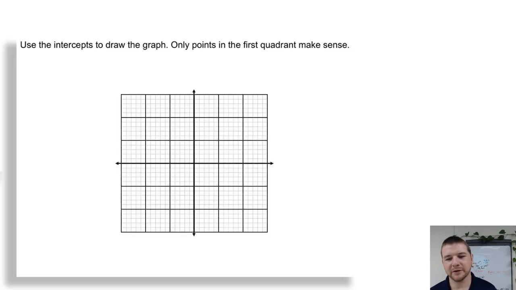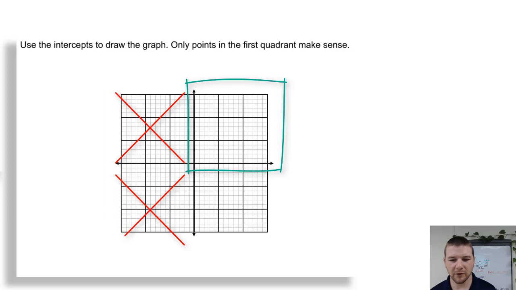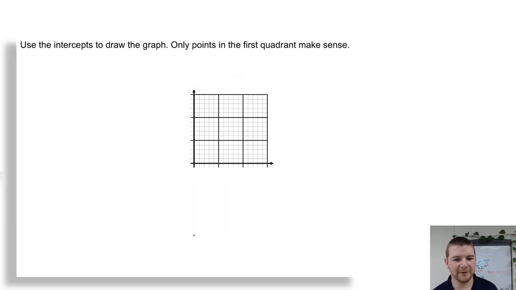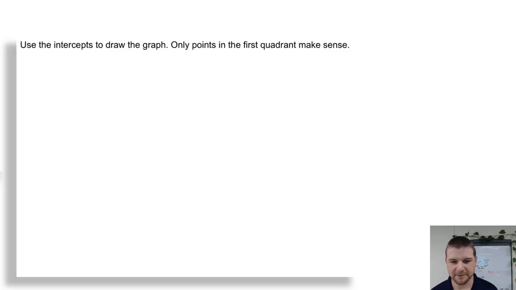Only points in the first quadrant make sense. So we really don't need quadrants 2, 3, or 4. This is sometimes called a one-quadrant grid because we don't have negative movies or negative songs that will be purchased.